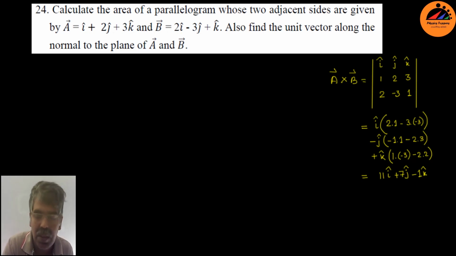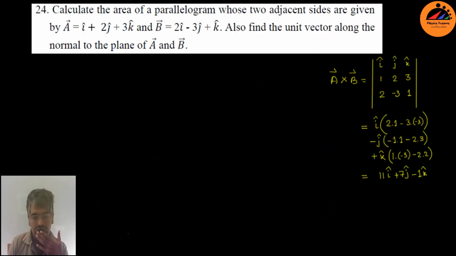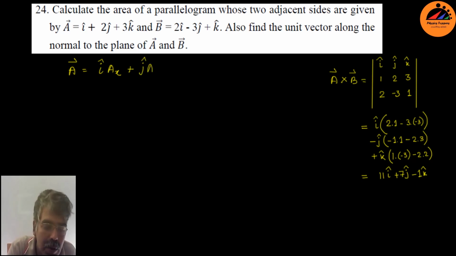Okay, and also find the unit vector along the normal perpendicular to A and B. I don't want to make you bored, so what I have done is I have already calculated this determinant. You see the left of this board, A cross B, exactly like the previous screen. Here A is basically i cap times AX, where AX is 1, plus j cap times AY plus k cap times AZ.